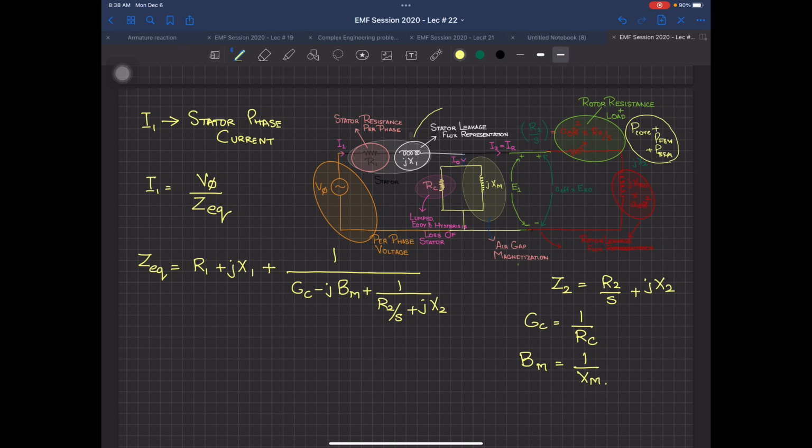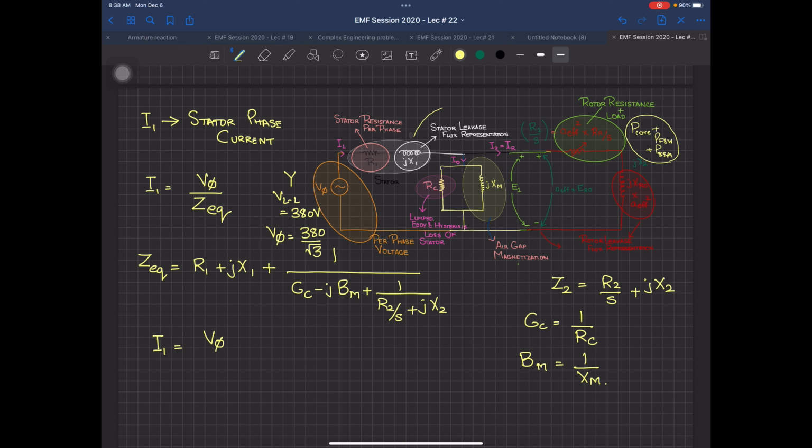Now when you have found Z equivalent and you plug in the value, this is very important, I1 is V phase over Z equivalent. Now what is V phase? For example, your line to line voltage that was given to you is 380 volts, and this is a Y connected machine. So you can find your V phase equal to 380 divided by root 3, and supposedly that value comes out to be 230 or 240 volts. I'm not using a calculator here.